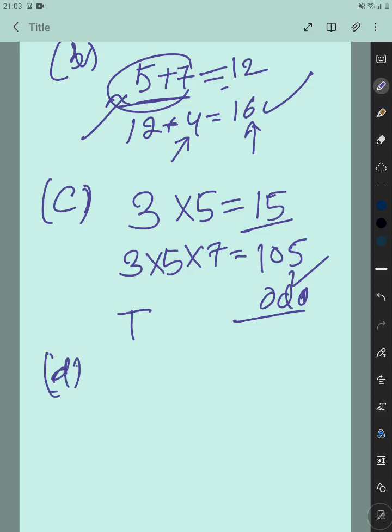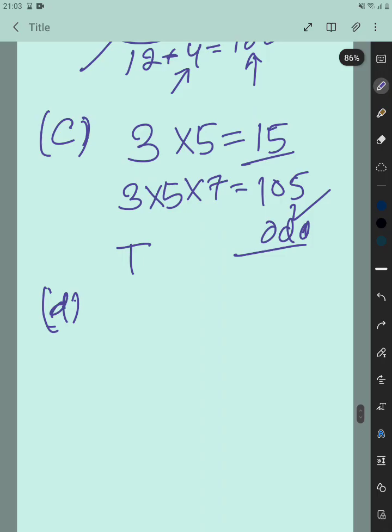So what is D? If an even number is divided by 2, the quotient is always odd. No, never. It is not never, it is possible. So it is saying that if an even number is divided by 2. Okay, so take an even number, 10. If it is divided by 2, then it will give 5.